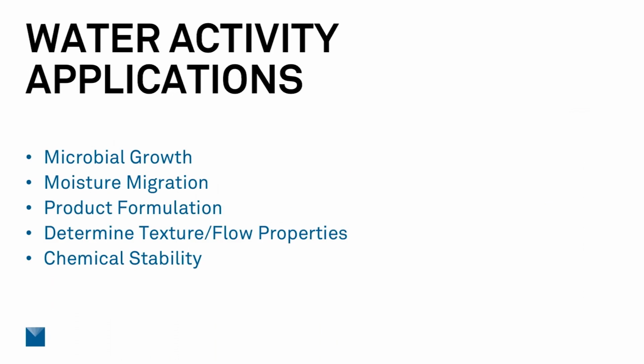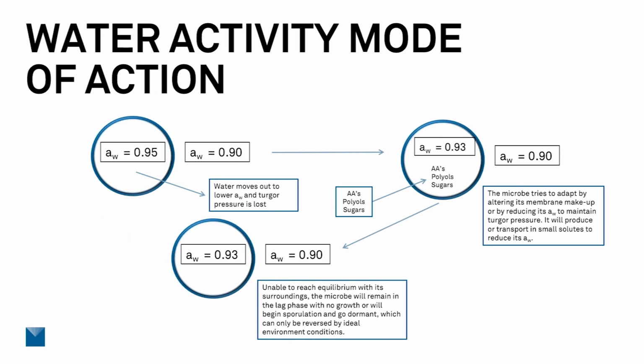All right, so these are the applications that we're going to focus on now. First up is microbial growth. Microorganisms need water for growth, and they get that water from their surroundings. When an organism is surrounded by a lower water activity than its interior, it will experience osmotic stress. Here we have an example of a cell, and we can see that the water activity inside the cell is 0.95, and outside of the cell, in its surrounding environment, the water activity is 0.90.